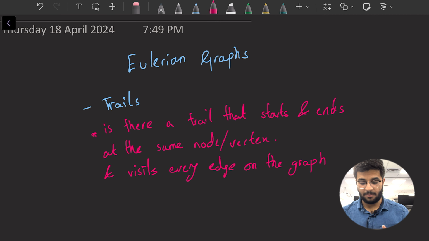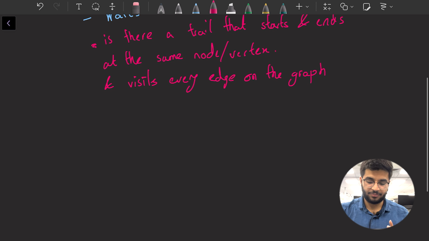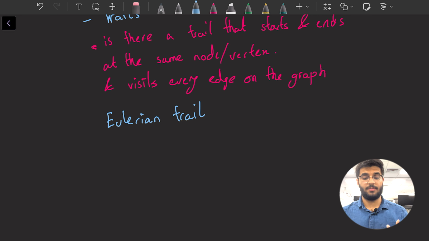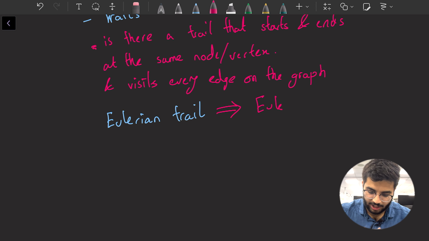If those two things are met, the trail that we are looking for is called an Eulerian trail. So if these two conditions are met, that's what we call it. And if a graph has such a trail, then that graph or that network is an Eulerian network.